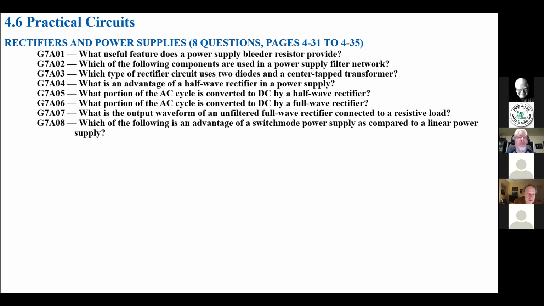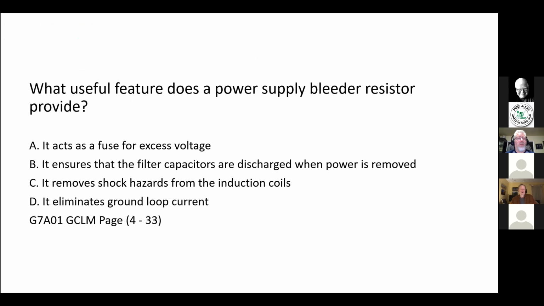Practical circuits, we're almost to the end. Rectifiers and power supplies. 8 questions. What useful feature does a power supply bleeder resistor provide? A, it acts as a fuse for excess voltage. B, it ensures that the filter capacitors are discharged when power is removed. C, it removes the shock hazards from induction coils. Or D, it eliminates ground loop current.